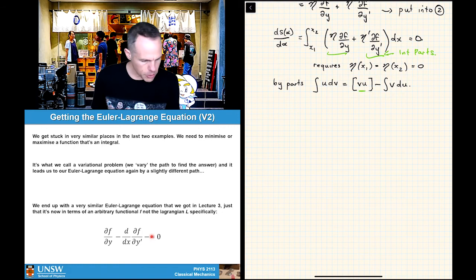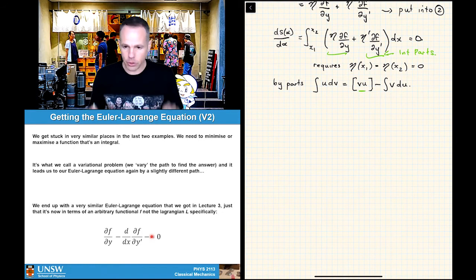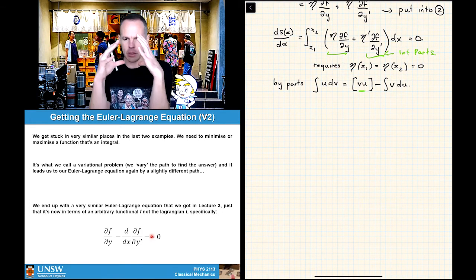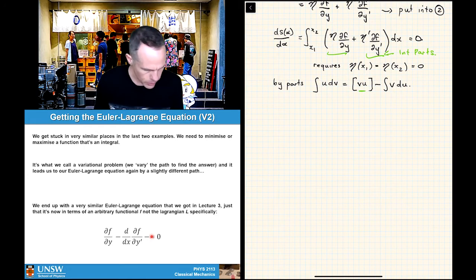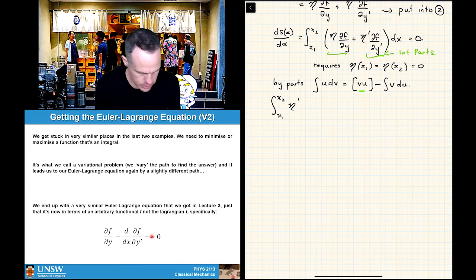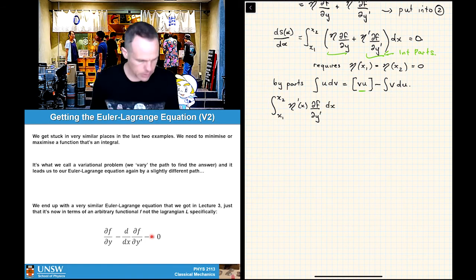So for our integration by parts here, we're going to take the second half, and you know that any integral of something that's a sum is the sum of the integrals, right? So we're really just stripping off the second half now. We've got the integral from x1 to x2 of eta dash, and let's just for the moment make it clear it's a function of x, df on dy dash, dx, okay?